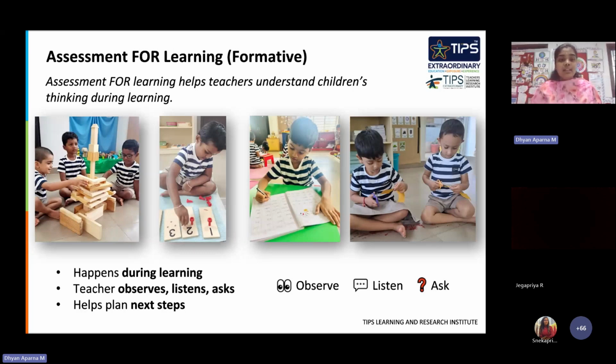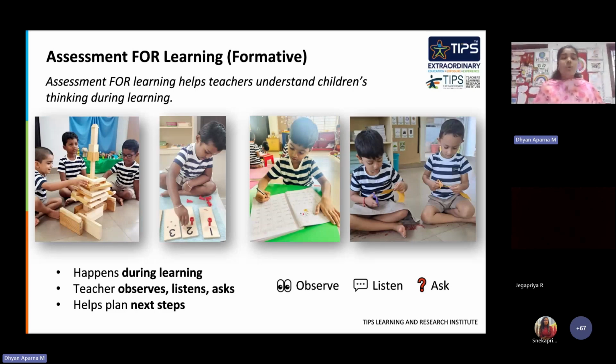For example, if we take the first image where the learners are playing with construction blocks, here the learning is not in the tower. The learning is in how they build, how they solve the problem when it falls, and how they collaborate and communicate with their peers.